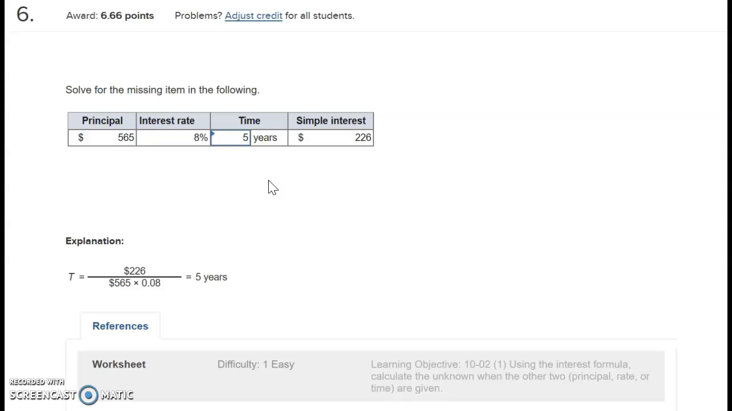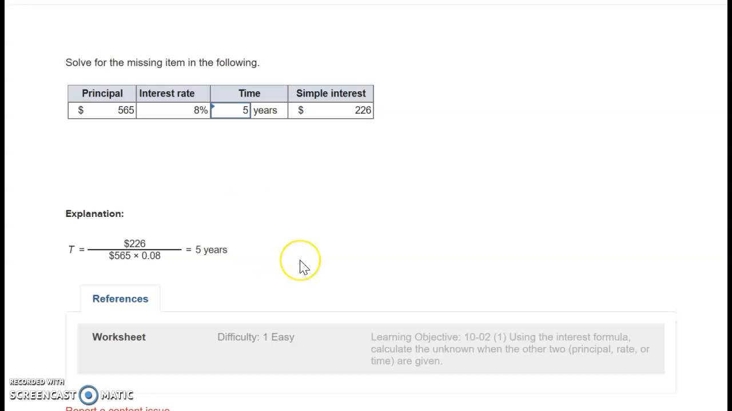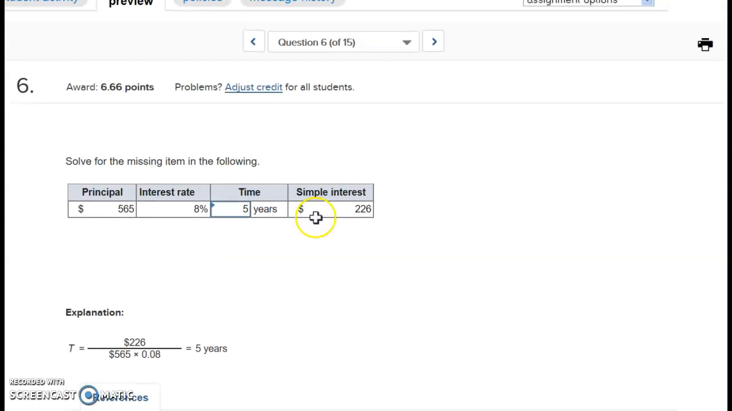And whenever you're getting a whole number like that, we're considering it years in this situation. If we got, for example, 0.5, then that would mean it was half of a year, and we would change that over to months probably and say the answer is 6 months. Okay, this is Learning Objective 10-2 if you need to review this.